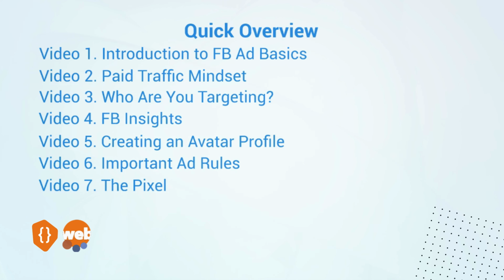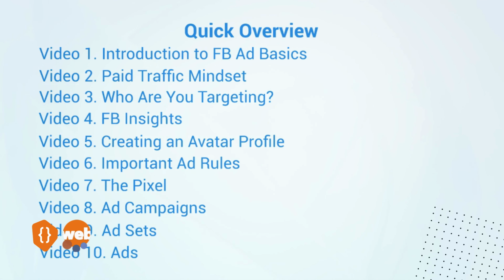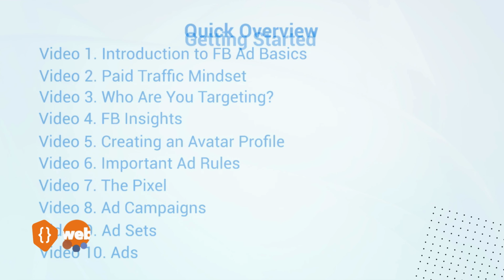Video number 7, we'll talk about the pixel, which is basically the tracking code that Facebook uses, why it's important, how you can create it, and all of that. And video number 8, we'll talk about ad campaigns. And video number 9, we'll talk about ad sets. And of course, video number 10, we'll talk about ads. So as you can see, video number 7, 8, and 9 is the technical aspect, but all the videos before that prepare you for that.